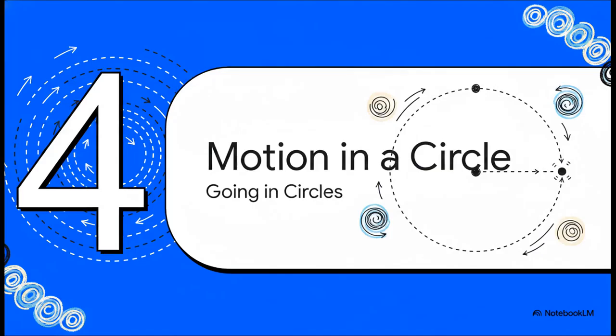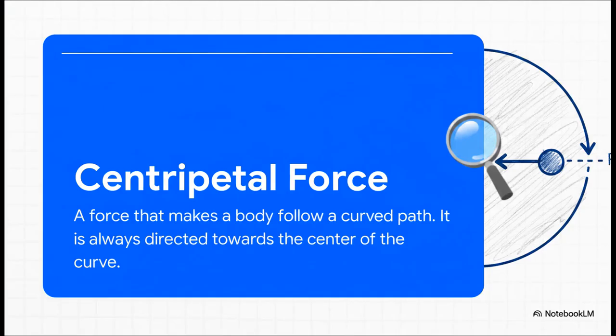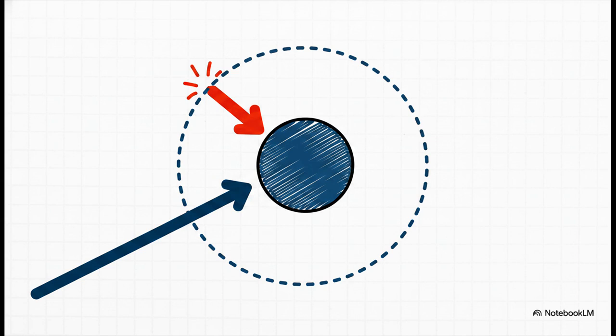So we've got the laws. Now let's put them to the test in a situation that's a little more complex than just a straight line. What happens when something starts moving in a circle? Well, to make something turn, you need a special kind of force. It's called centripetal force. And that name literally means center-seeking. It's this constant force that's always pulling the object back toward the center of the curve, keeping it from just flying away.